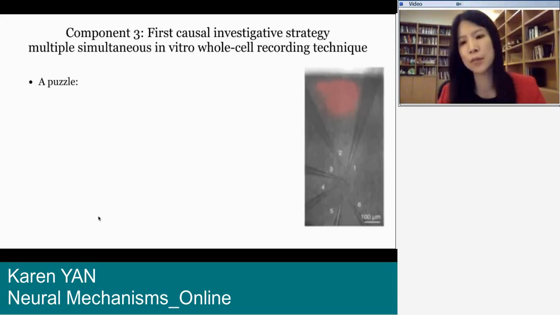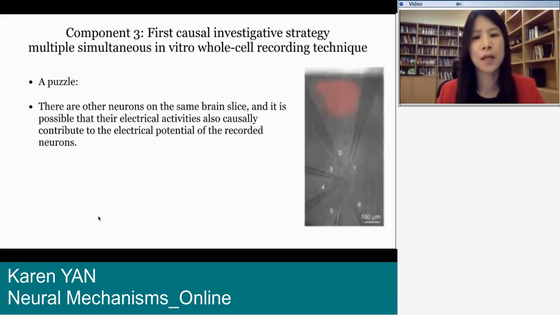But here, I want to raise a puzzle: in one brain slice, there are actually many neurons, and they only record 6 neurons. There are other neurons on the same brain slice, and it's possible that their electrical activity also causally contributes to the electrical potential of the recorded neurons.